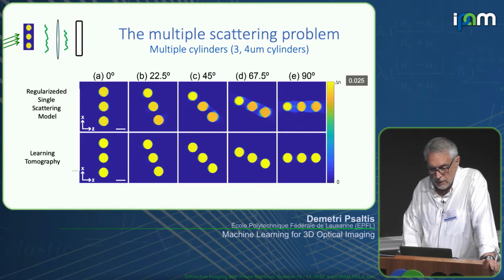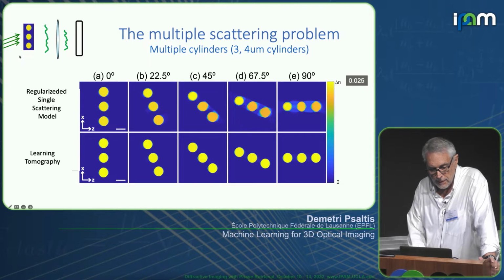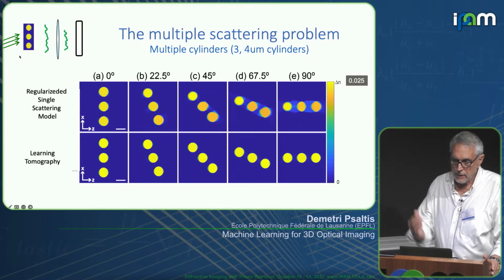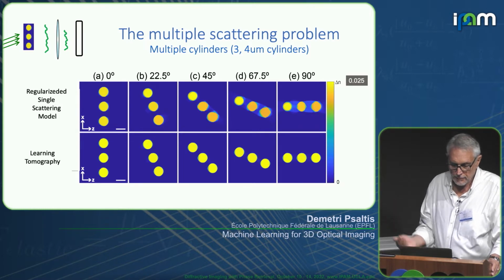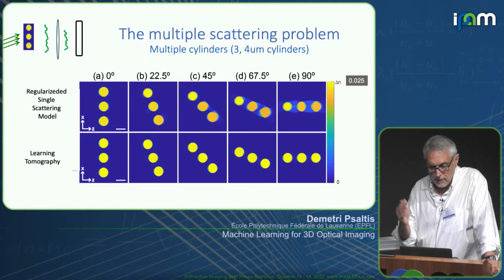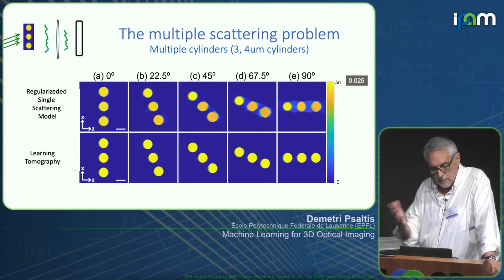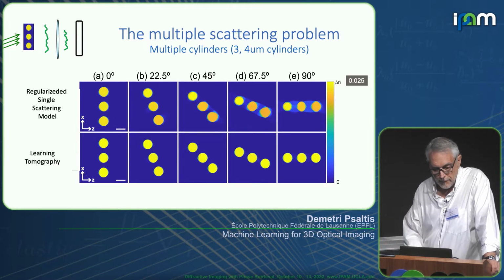So let me first talk about the multiple scattering problem. The multiple scattering problem means, as I just said, that as the light propagates through a 3D object, when it first meets the entrance part of the object, that distorts the field. That's a scattering event, and then when it gets distorted further downstream, that's multiple scattering.